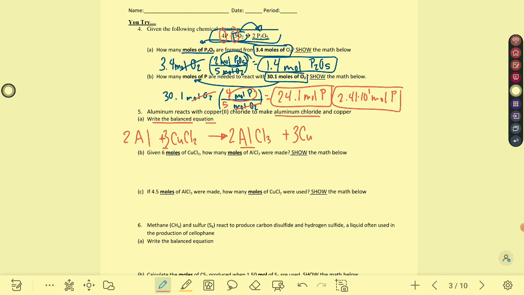Now your last step every single time should be to verify if there's anything that can be simplified, and you cannot divide 2, 3, 2, 3 by anything to simplify. So this is our balanced chemical equation.